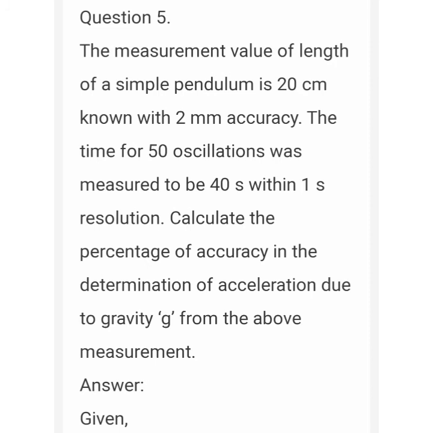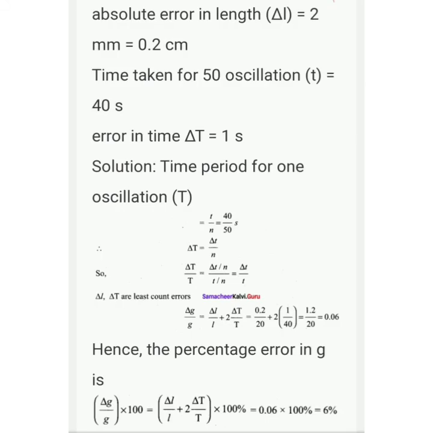So from whatever values they have given, if you need to calculate the g value, what will be the accuracy? What will be the percentage of accuracy? That is the problem here. So just do the simple calculation. First, length is 20 centimeter, no? So the error can be converted into centimeter. So 2 millimeter is equal to 0.2 centimeter.